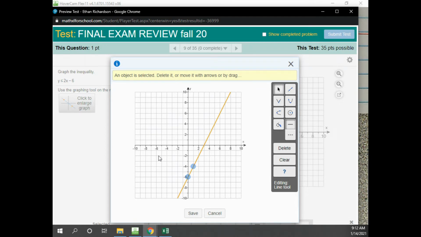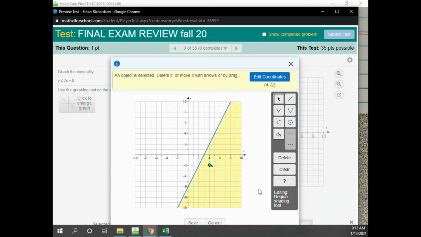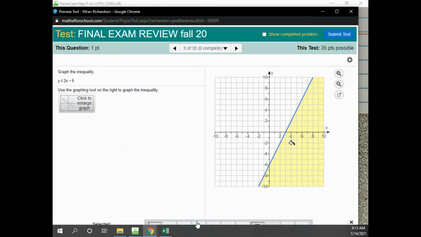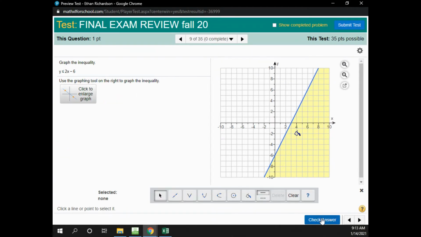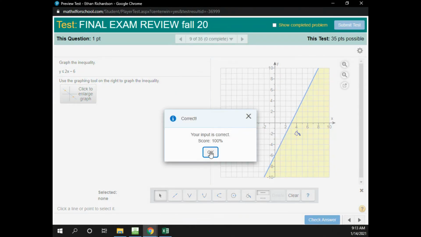And then we said it was y less than or equal to, so we're going to click on our bucket, and we need to basically go from the line, and we need to go down, so that means we have to be on this side. Save it, there's our line. Let's check it, make sure everything is good. It should be, if I can get it there. And we'll check it, and we are good to go.